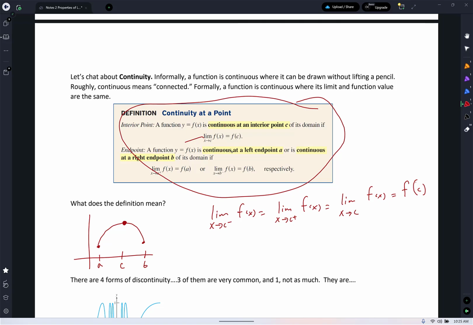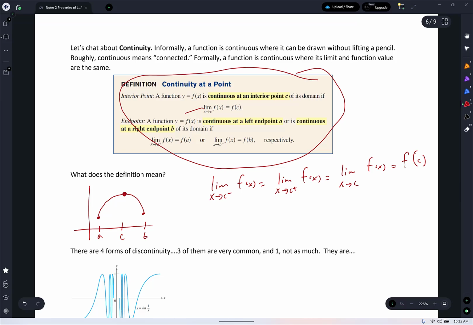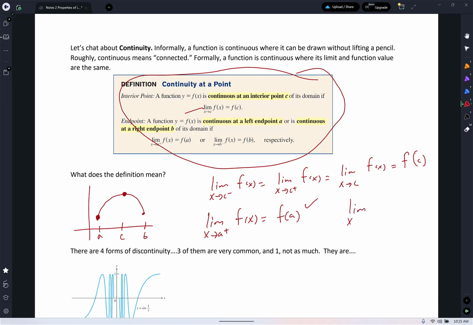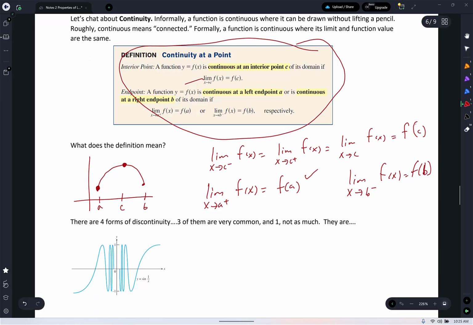And all it's saying about the other one, guys, is that at endpoints, you're continuous if you approach from the right-hand side and it equals. So it's saying the limit as x approaches a from the right side of f of x, if it just equals f of a, you're continuous. Check mark. And then for the right endpoint, the limit as x approaches b from the left side of f of x, if it just equals f of b, you're continuous. That's all it's saying. Cool or not cool? And don't worry, we will do problems.